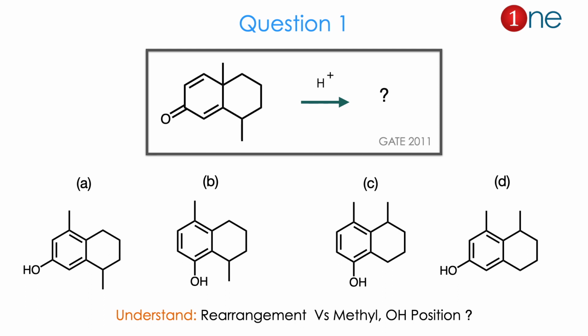Let us see question number 1. The starting material is a bicyclic system which has a 1,4-diene with a conjugated ketone as well as 1 methyl in the cyclohexane. You are using the acid. They ask you to find the product. The product suggests that the methyl and OH positions are different. Methyl groups are shifted to the next position or the OH groups are shifted. So definitely rearrangement has occurred. The question is really about methyl and OH position. The answer is A. Let us see how.